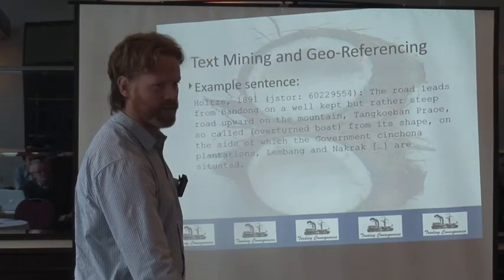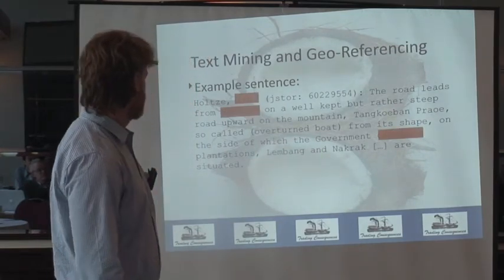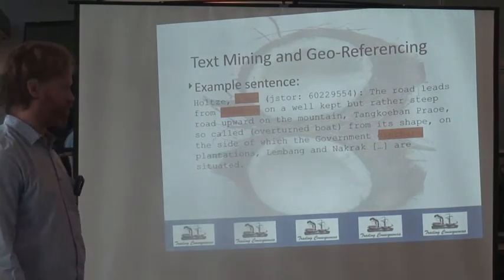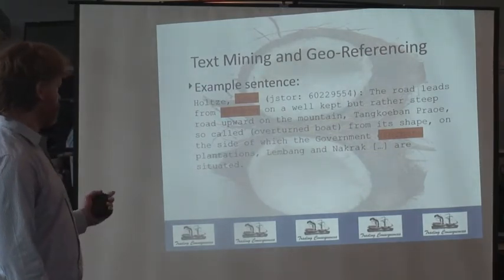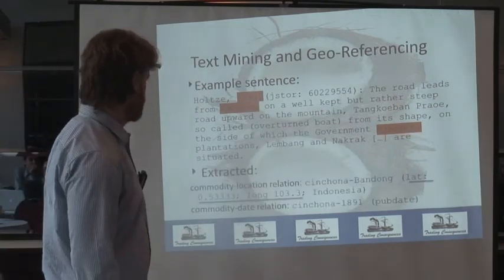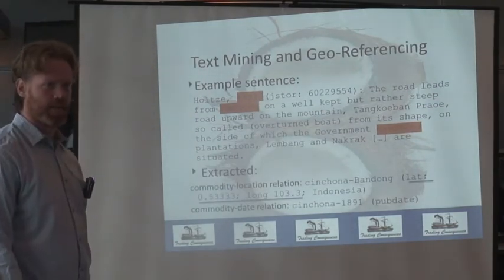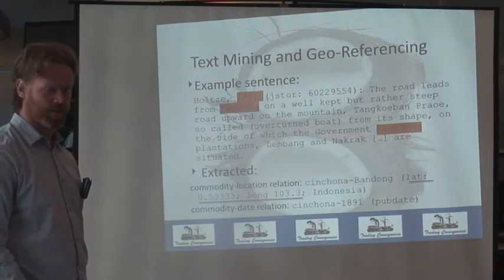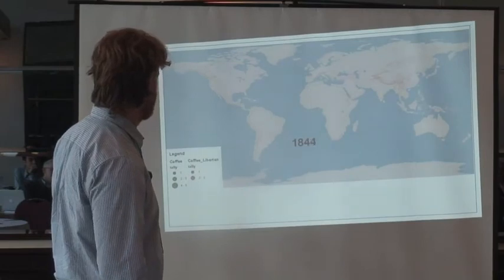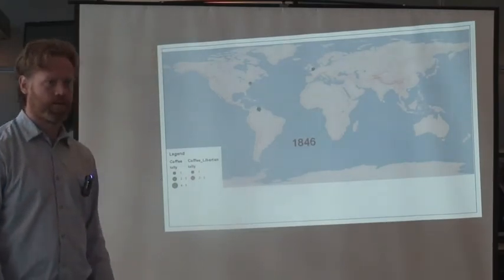This is just a quick example of a sentence on how it works. Currently we're just using the publication date. We're going to try and make that more complicated going forward. It finds a place, it finds a commodity, cinchona, and it brings it out into a relational database and brings in the latitude and longitude, which then allows us to map these products.